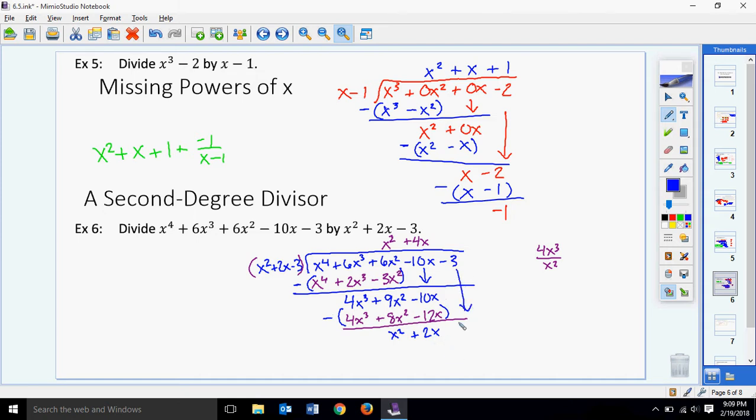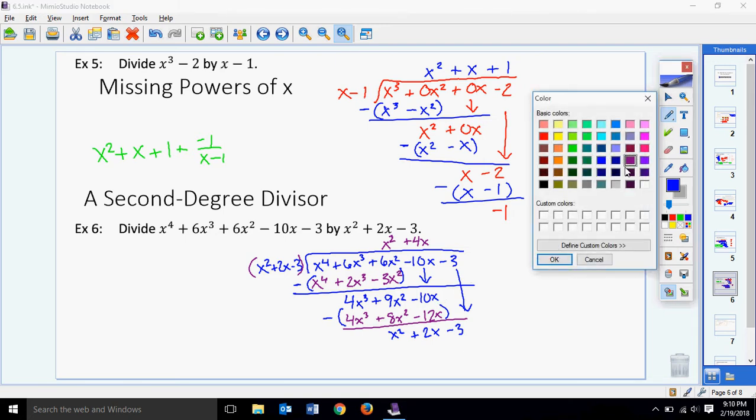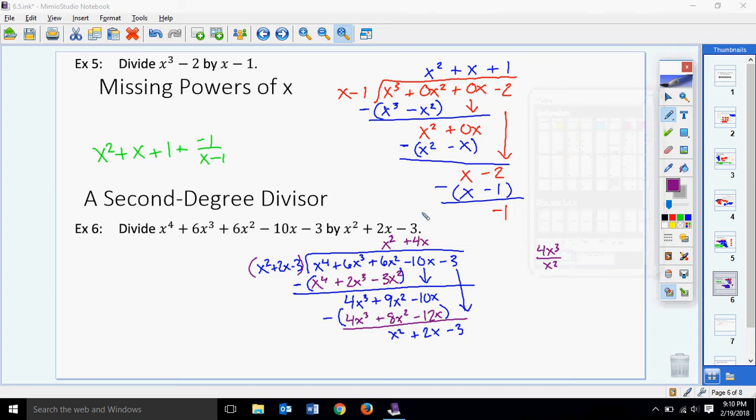After we subtract, we drop down the next term and ask ourselves, how many times does x squared go into x squared? Well, just once. Think about it as x squared divided by x squared. That would cancel and simplify to 1. So I'm taking 1 times all 3 of the things in my divisor. And when I do that, I get x squared plus 2x minus 3. Subtracting this would leave me with 0, 0, and 0.